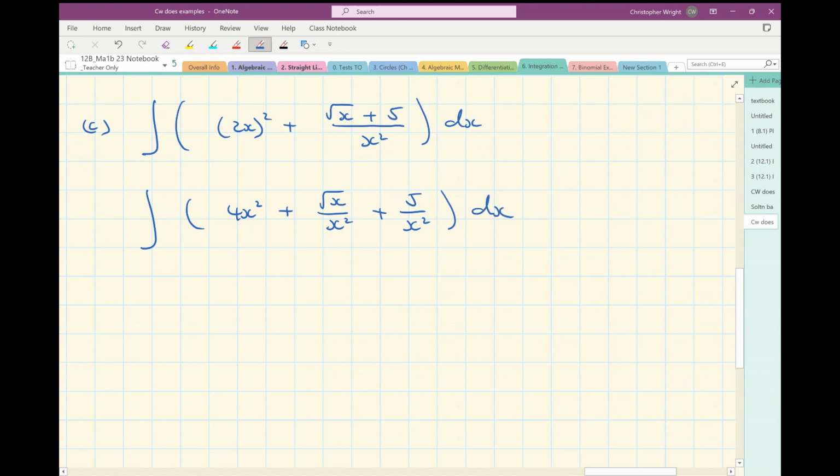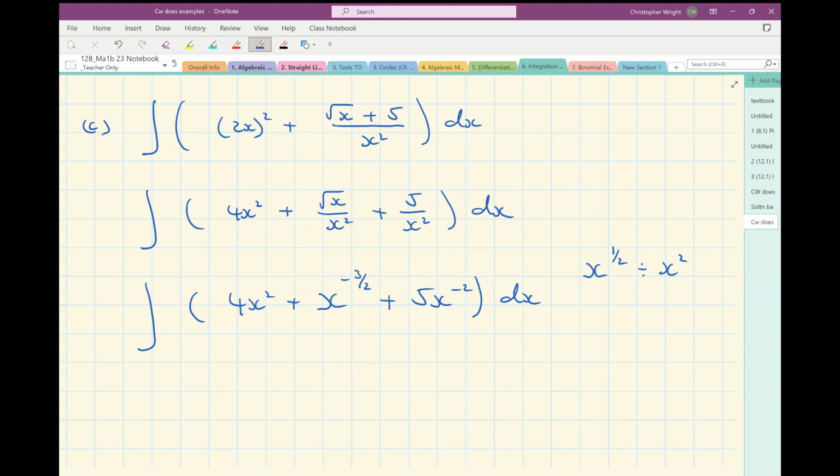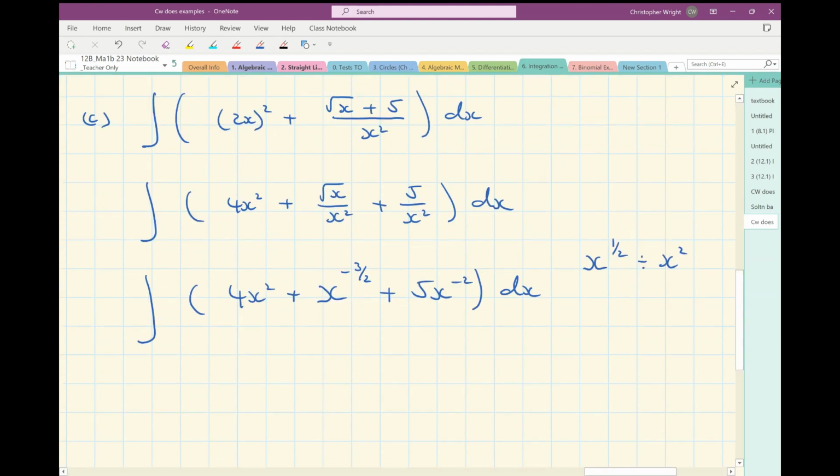All right, now I'm not quite ready to integrate this. I'll keep the 4x squared as 4x squared. Now, root x divided by x squared, well that is x to the power of a half divided by x squared, and of course you subtract the indices. So that is simply x to the power of minus 3 over 2 plus 5x to the power of minus 2. So that is now ready for me to integrate it, I think.